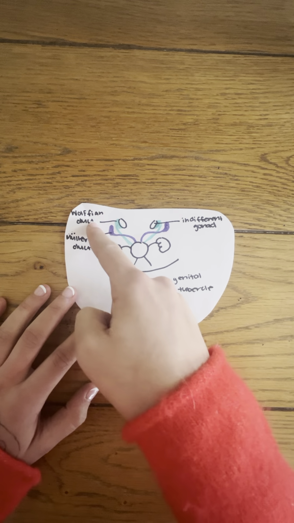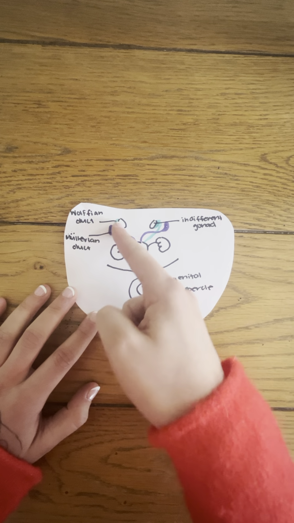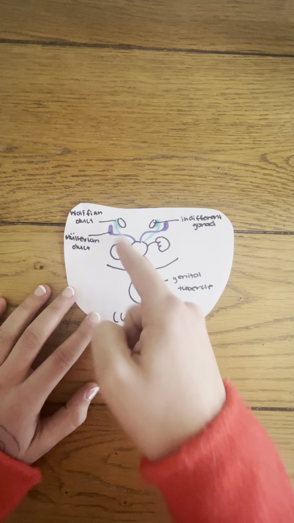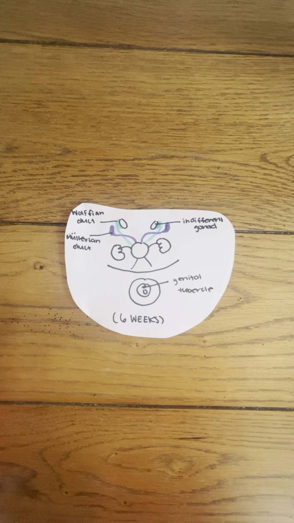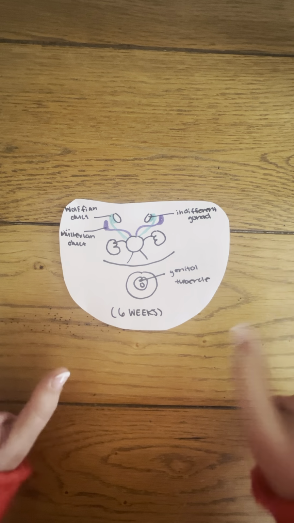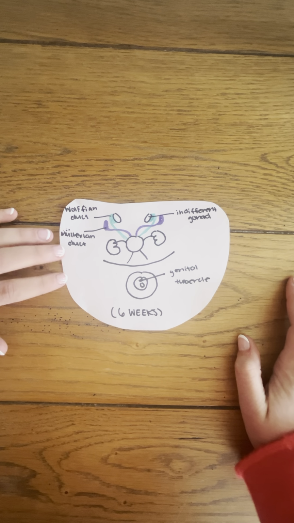We have the Wolffian duct. Think wolf for boy. This is the male duct, and then the Müllerian duct for female. But both are present. One hasn't outgrown the other. We don't quite know what these are yet. Everything is the same. Then we're going to move a little forward, and I've chosen to use the female anatomy just because I think it's easier to understand in this example, and we'll see the difference between the male and the female as we progress to the textbook's figure.